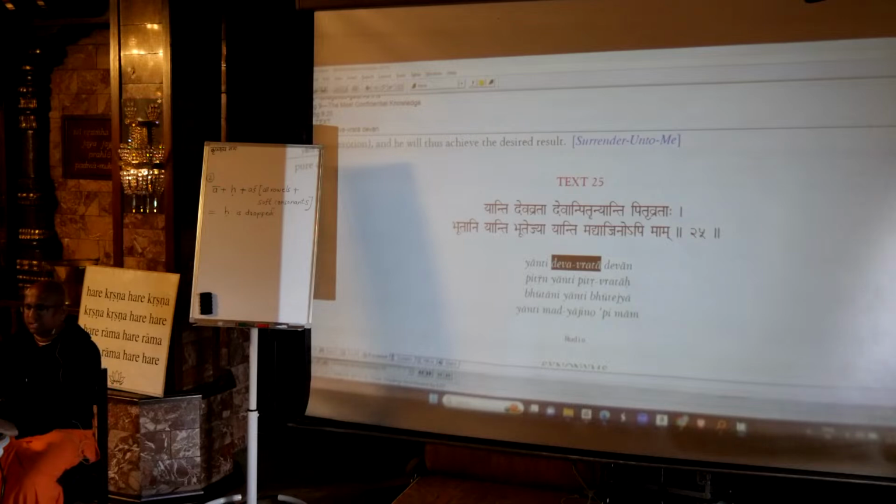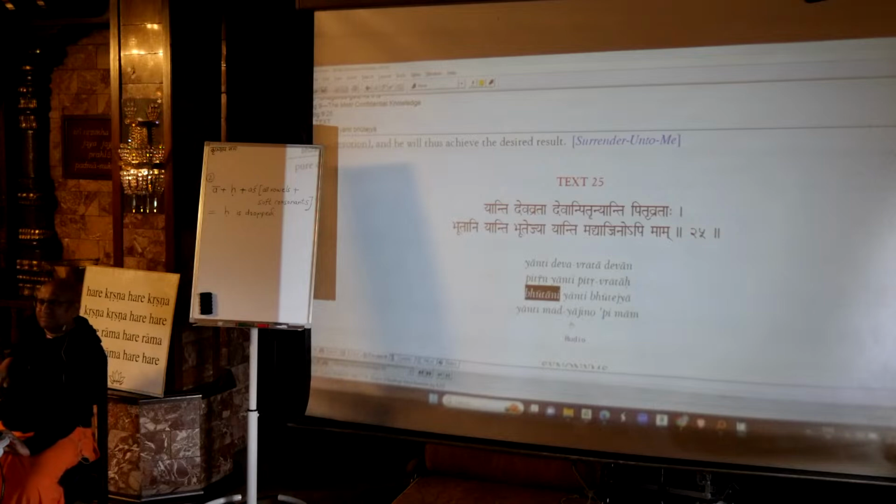Similarly, Pitruvrataha Pitrunyanti. Those who are Pitruvrataha, those who are worshippers of Pitrus, they go to Pitrus. Pitrun is also Dvitiya Bahuvachanam. Bhutani Yanti Bhuteja. Those who are worshippers of Bhutas, they go to Bhutas, Bhutani. So now why that is Bhutani? Because Bhuta is Napunsaklingi. So Napunsaklingi word will become Bhutam Bhute Bhutani. Many of them, yes.